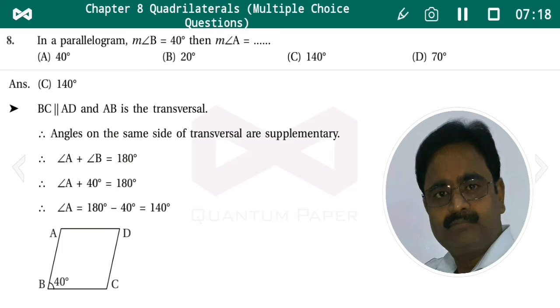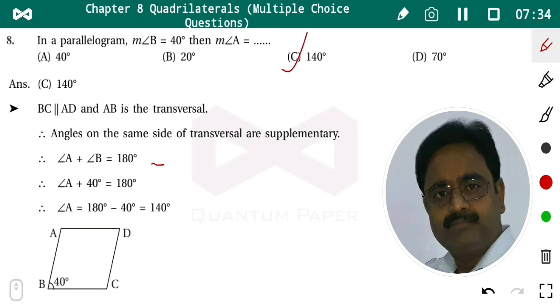Therefore angle A plus angle B is equal to 180, and the measure of angle B is given as 40 degrees. So the measure of angle A is equal to 140 degrees. Therefore our option C is right.